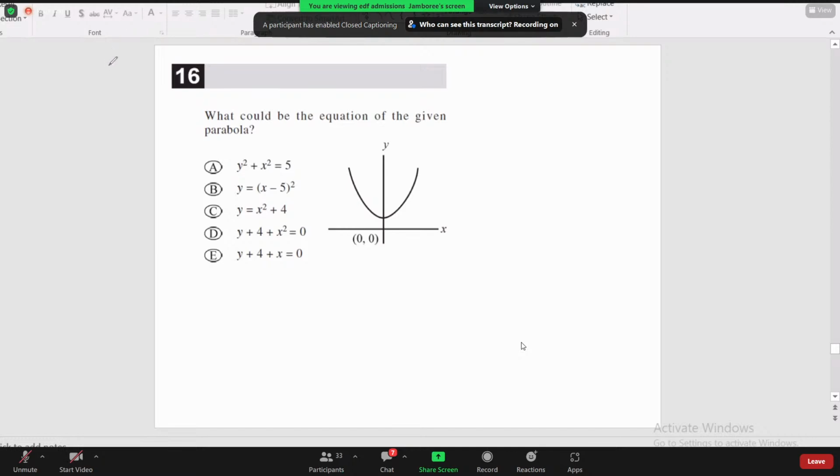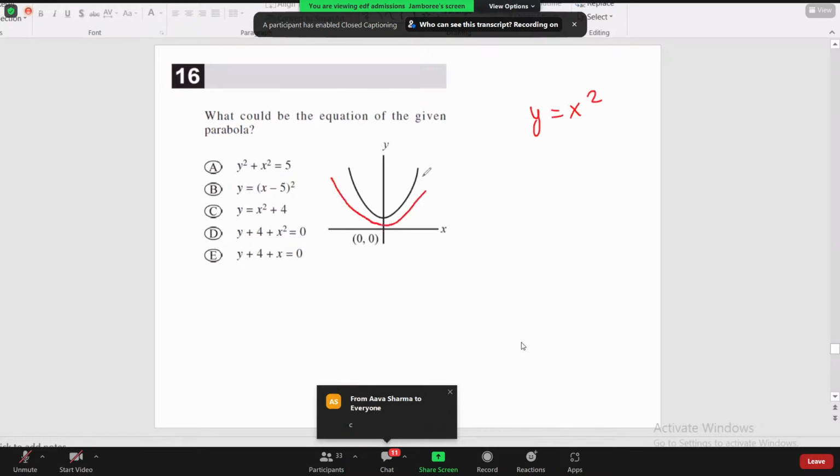If you have understood the concept, this question takes hardly 2 seconds to answer. Simple, straightforward, it has to be C. Had it been y equals x squared, it would have touched (0, 0). It is not touching (0, 0). It is above that level.